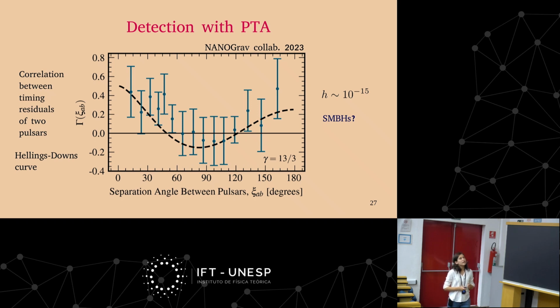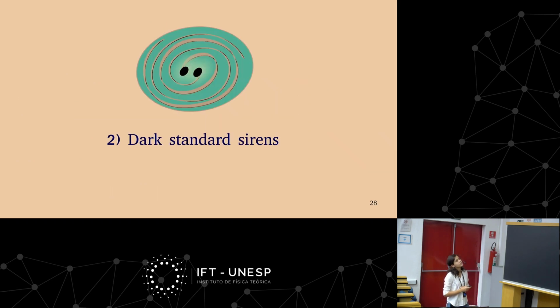And so the most standard assumption is that it is formed by supermassive black hole binaries, which are these black holes with millions and billions of solar masses that are in the center of galaxies. So, yeah, that's it. Those were signals that we cannot see individually.